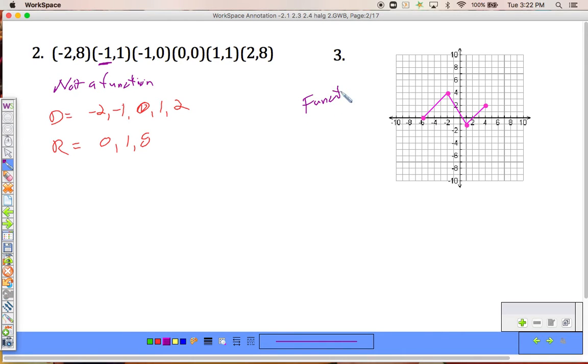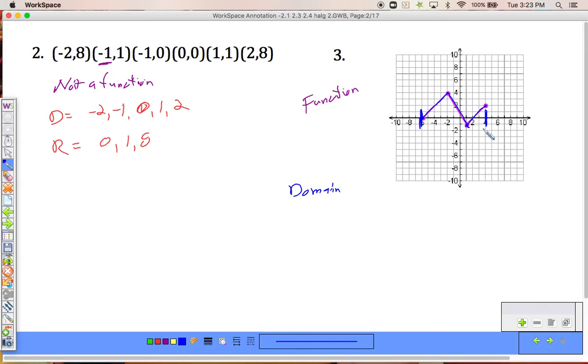All right, now we got to start thinking a little bit differently. My domain is not these 4 points. Those are the obvious points. My domain are also all the numbers in between. So my domain, what I'm going to say, are all the x values between -6 and +4, because that's where my graph is.